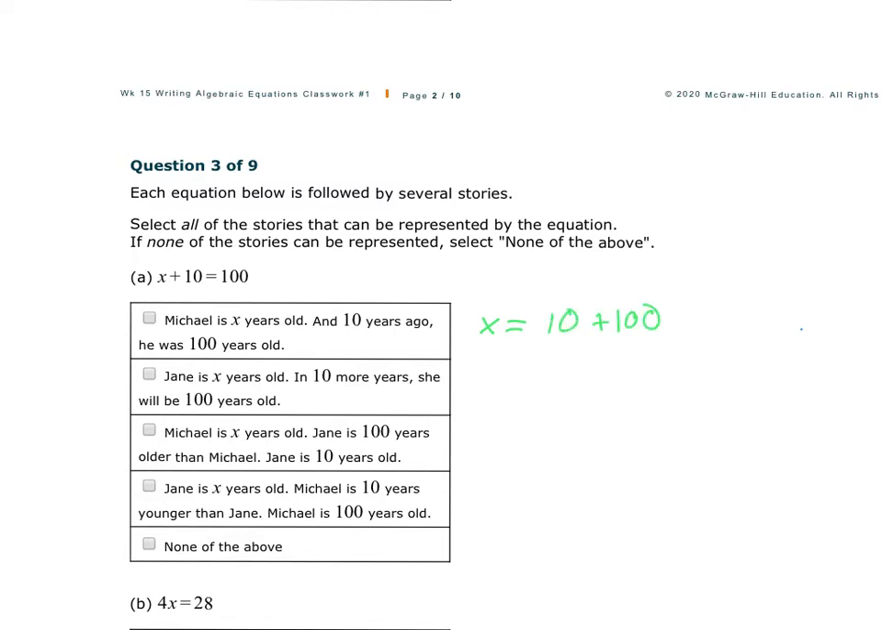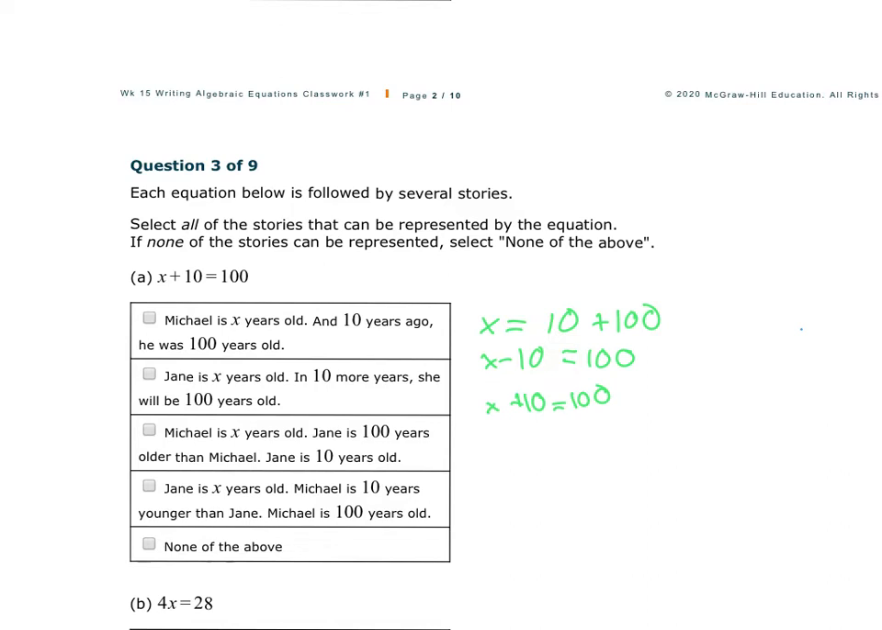You could also say X minus 10 equals 100. Both of those are the same equation. Jane is X years old. In 10 more years, she'll be 100. So what she is now, plus 10, will be 100.